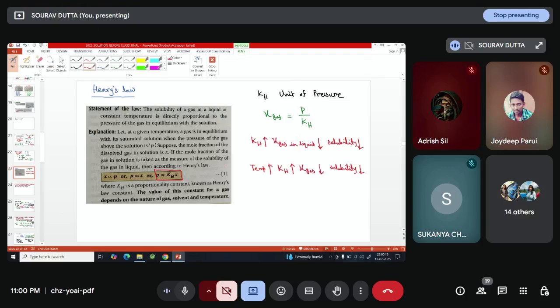The value of this constant for a gas depends on the nature of the gas, the solvent and the temperature.